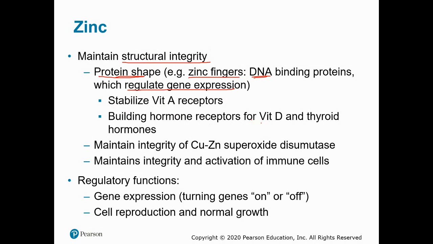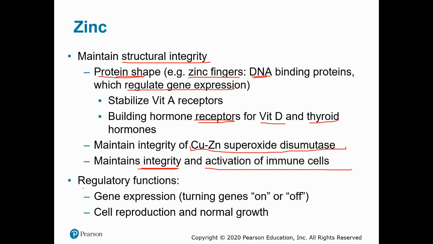So that's really interesting, right? If you have a zinc deficiency, you may actually be having issues with your thyroid and your vitamin D homeostasis as a result, because you don't have proper receptors to actually absorb these nutrients into the cell. Zinc also supports antioxidant work, coupled with copper. Zinc and copper work together in this copper-zinc superoxide dismutase, which is one of our antioxidant enzyme systems. And then zinc also supports activation of immune cells and, again, that structural integrity of immune cells.